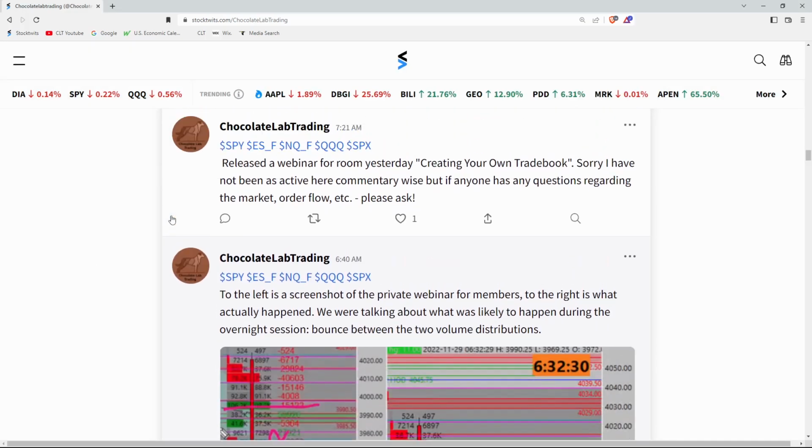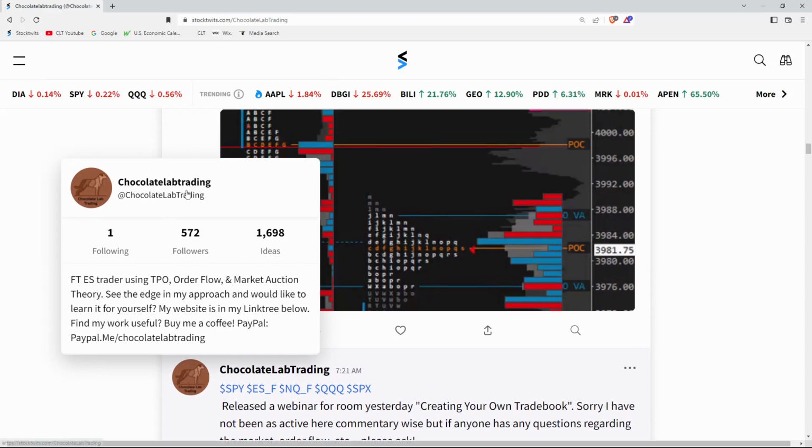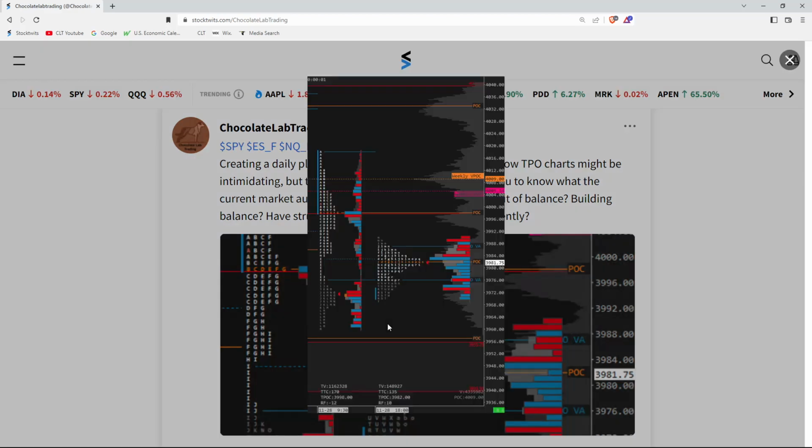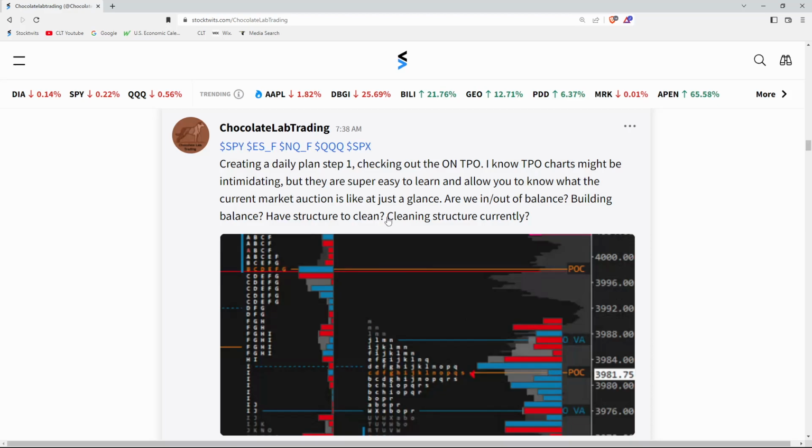So from there, I believe I started with the daily plan. Yep. So creating a daily plan, step one, checking out the overnight TPO. That's always my first step when I create my daily plans. I love using TPO charts because they're just easy to read, right? It doesn't look it if you don't know what you're looking at. They could look intimidating because of all the letters and things, but they're super easy to learn. And once you do learn what you're looking at, you really just take a glance and you can get a whole bunch of things such as mainly market sentiment, but are we creating balance? Are we cleaning up structure? Are we trading out of balance? A whole bunch of things. I have them listed over here.